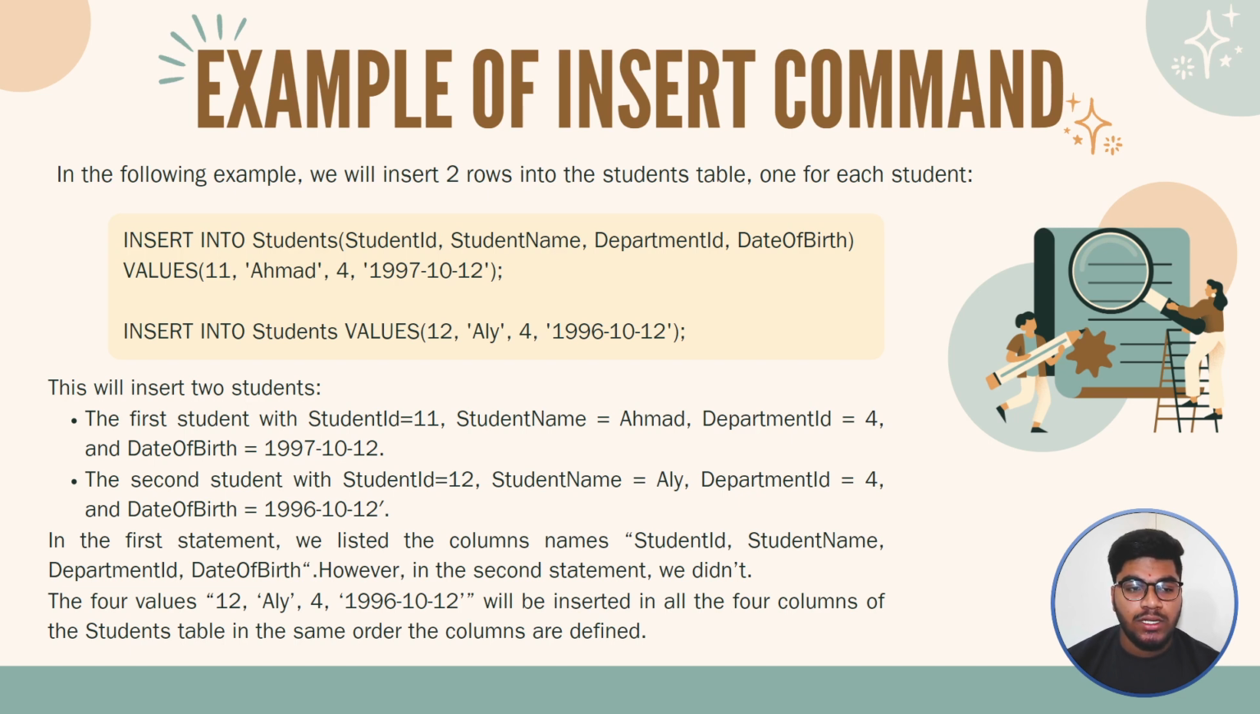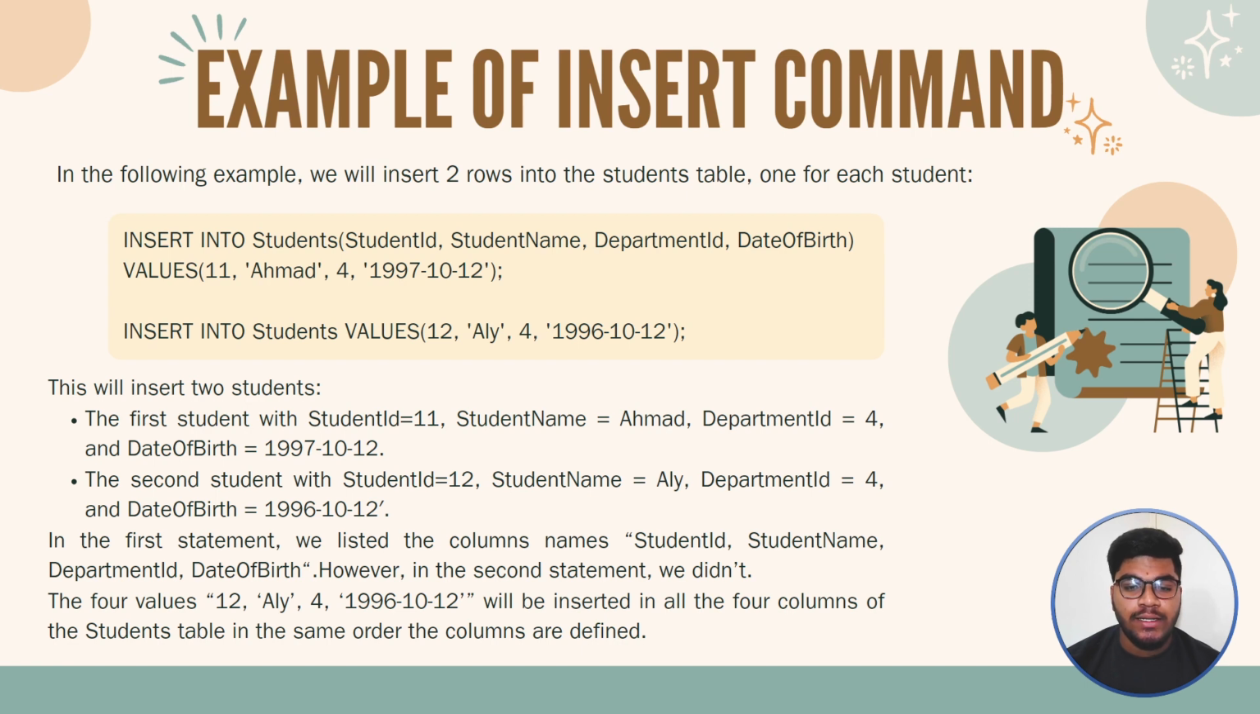In the first, the student ID is 11, student name Ahmad, department ID 4, and date of birth 1997-10-12. And the second has student ID 12, student name Ali, department ID 4, and date of birth 1996-10-12. In the first statement, we listed the column names: student ID, student name, department ID, and date of birth.